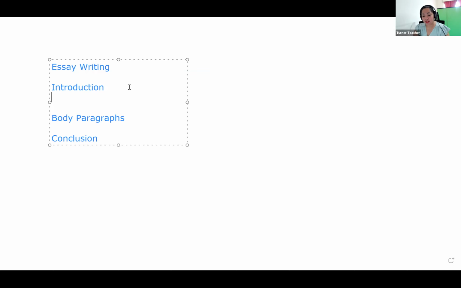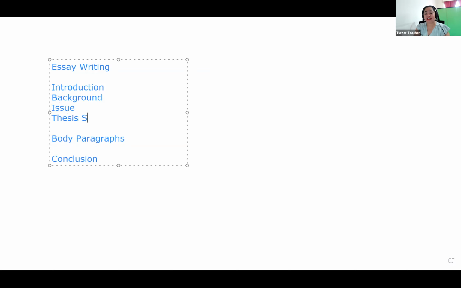Background, yes. So we have a background, issue, and thesis statement. Beautiful. So for the introduction, we have background, issue, and thesis. So what is a background? Basically the background is from the question, and it talks about the general topic of your essay. And for this background, the grammar structure that you need to use is present perfect tense.